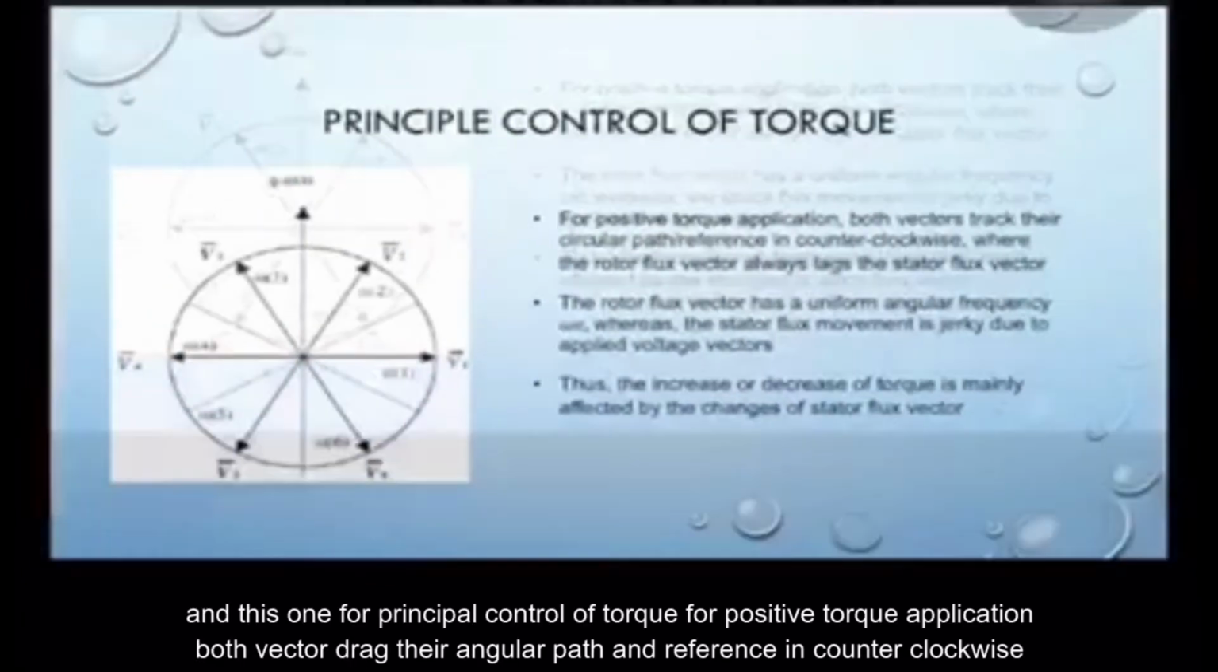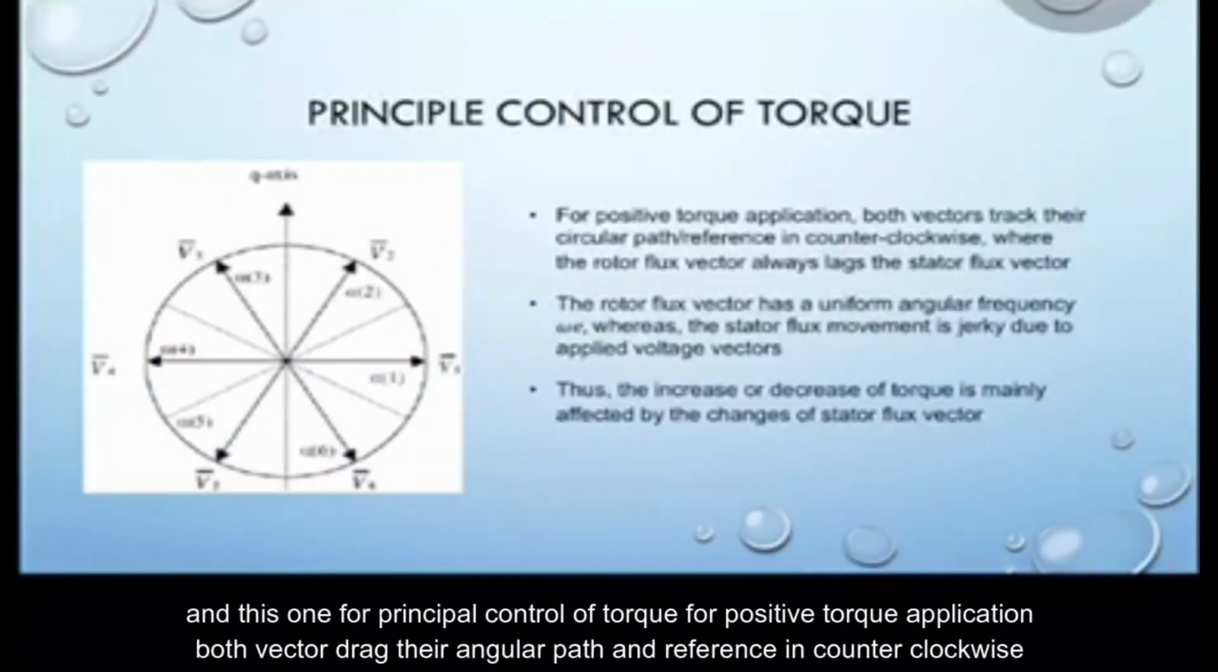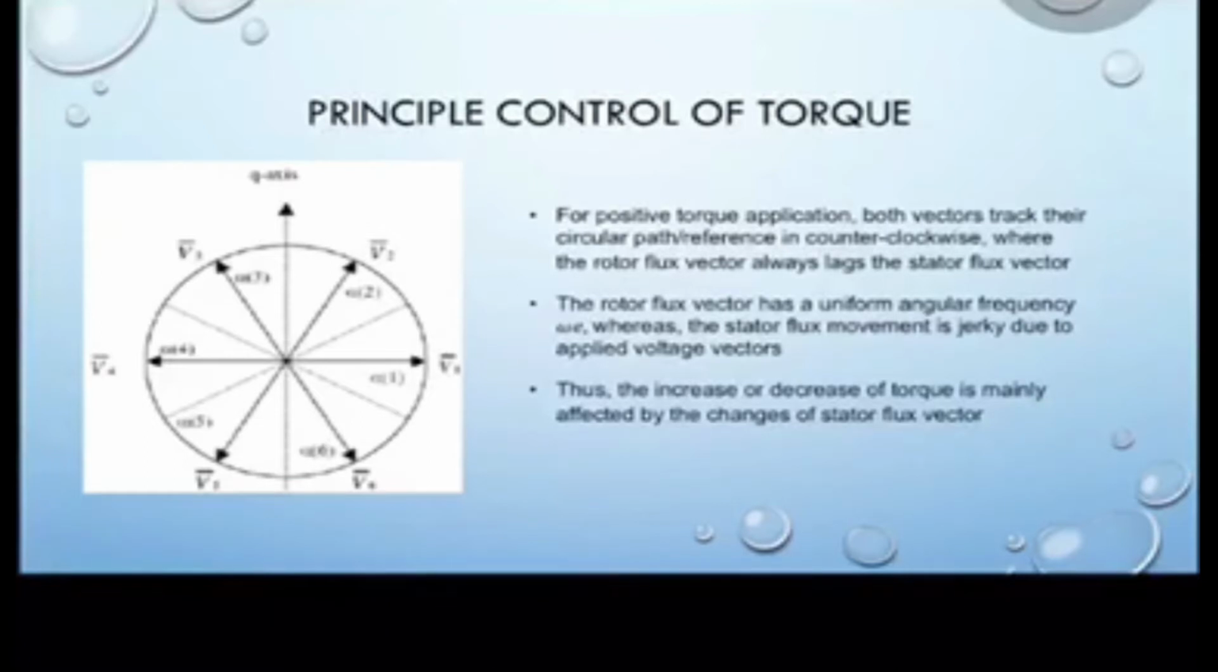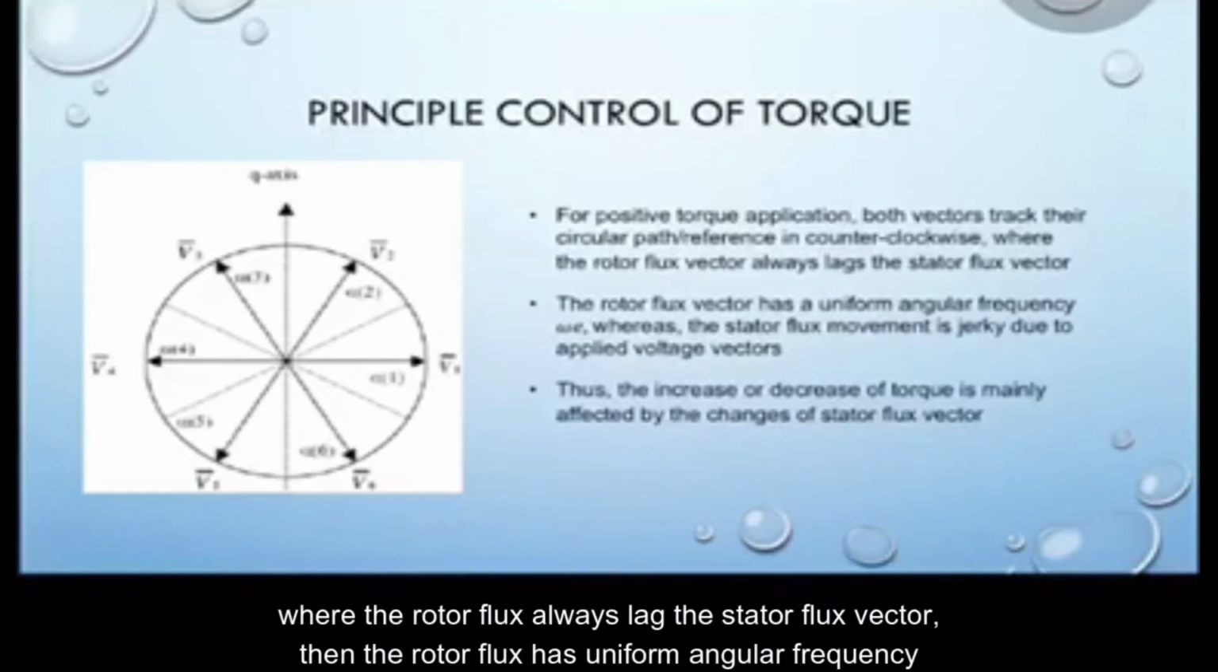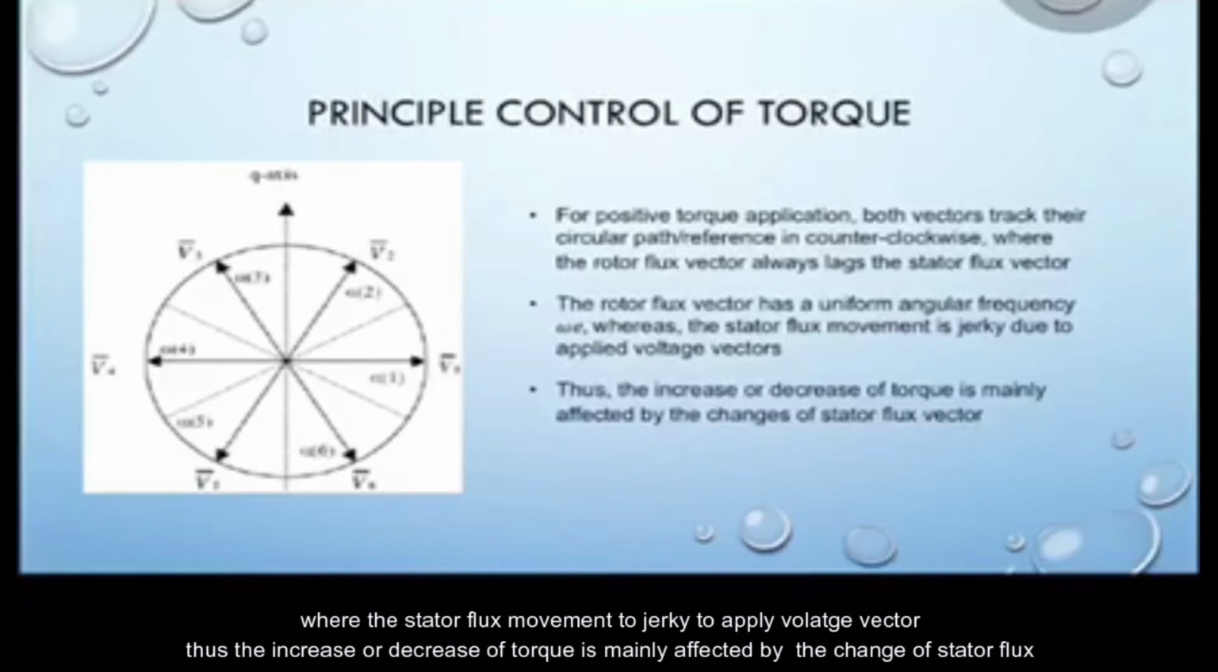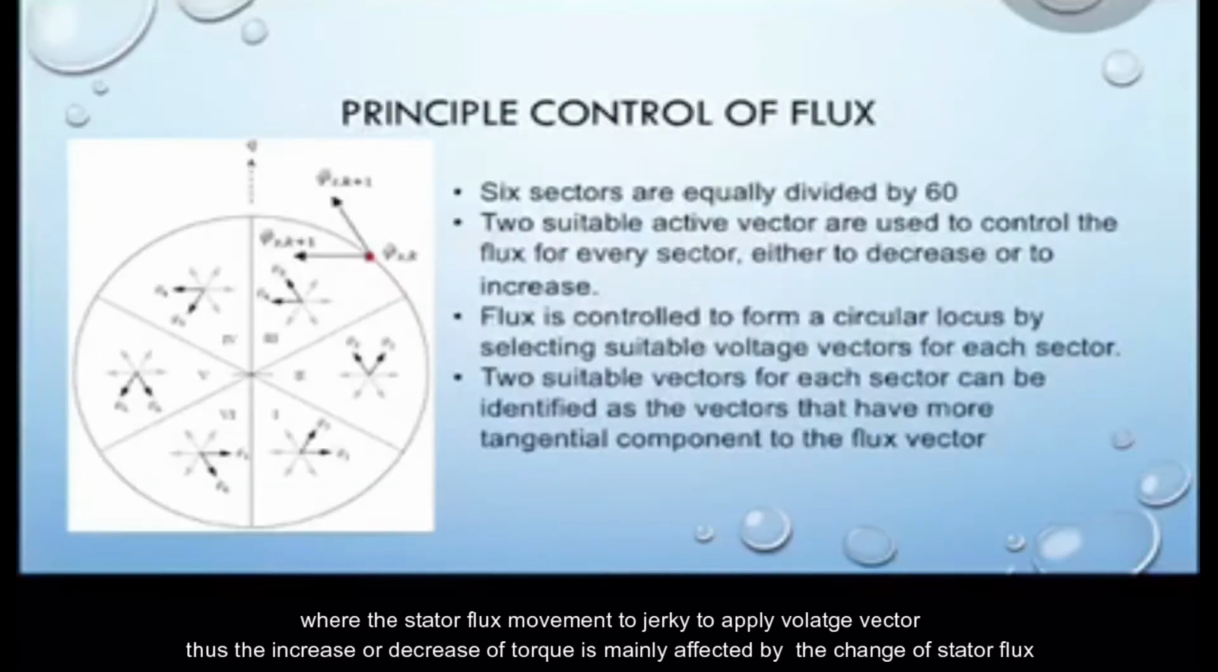And this one is the principle of torque control. For positive torque application, both vectors track their circular path and rotate counterclockwise, where the rotor flux vector always lags the stator flux vector. The rotor flux vector has a uniform angular frequency, whereas the stator flux movement is jerky due to the applied voltage vector. Thus, the increase or decrease of torque is mainly affected by the change of stator flux.